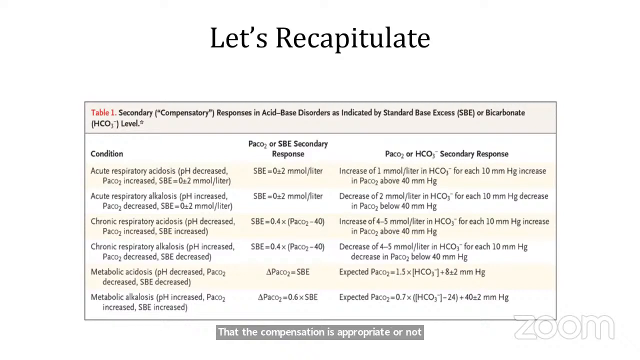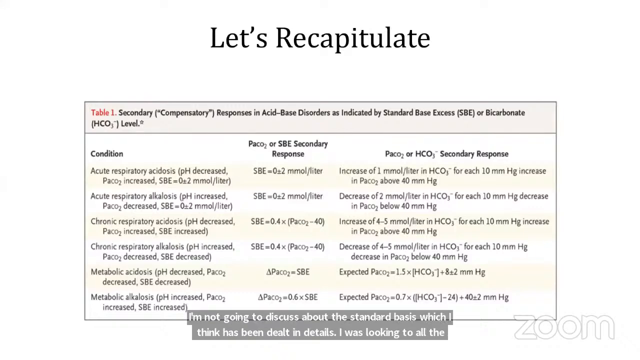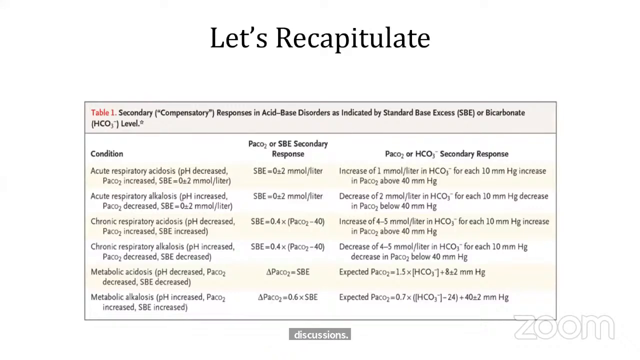And I'm not going to discuss the standard basics, which I think has been dealt with in detail. I was looking at all the discussions, and that has been dealt with in detail, I think, in the last 1.5 hours. So with that, I would end my presentation. If there's any question, I'm happy to take that up now or at the end of this session. Thank you.